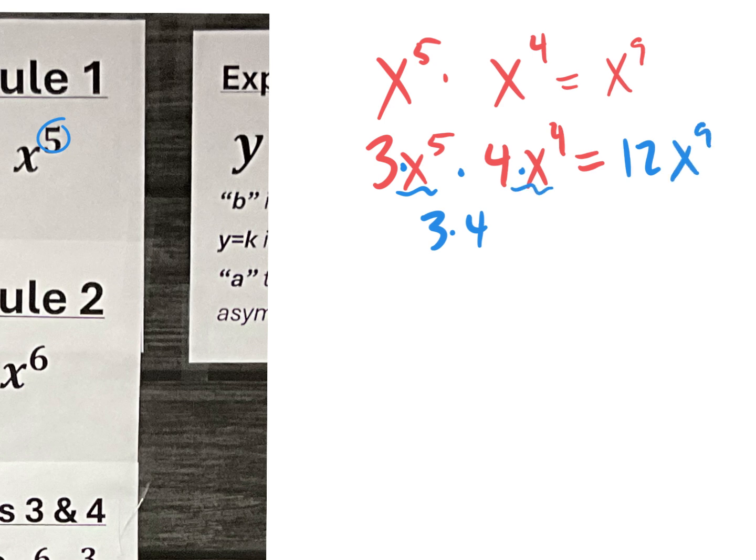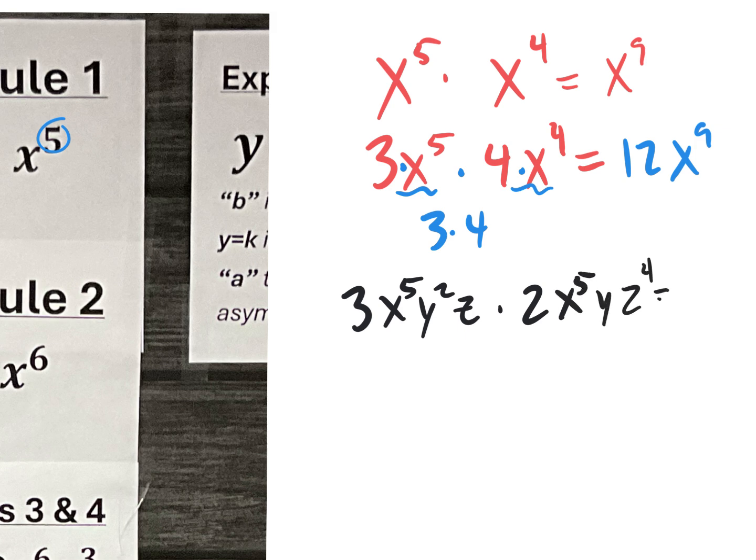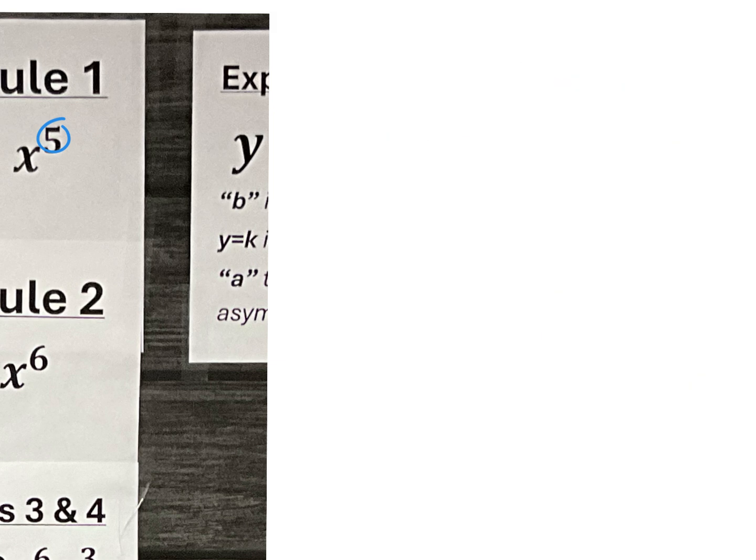And it could get more fun, kind of like 3x to the fifth y to the second z times 2x to the fifth y z to the fourth. Okay, so what would that answer be? 6x to the 10th, y to the third, z to the fifth. Cool. I think we got rule 1 down. Okay, and this will be on our next assessment as well. Let's move on to rule 2.